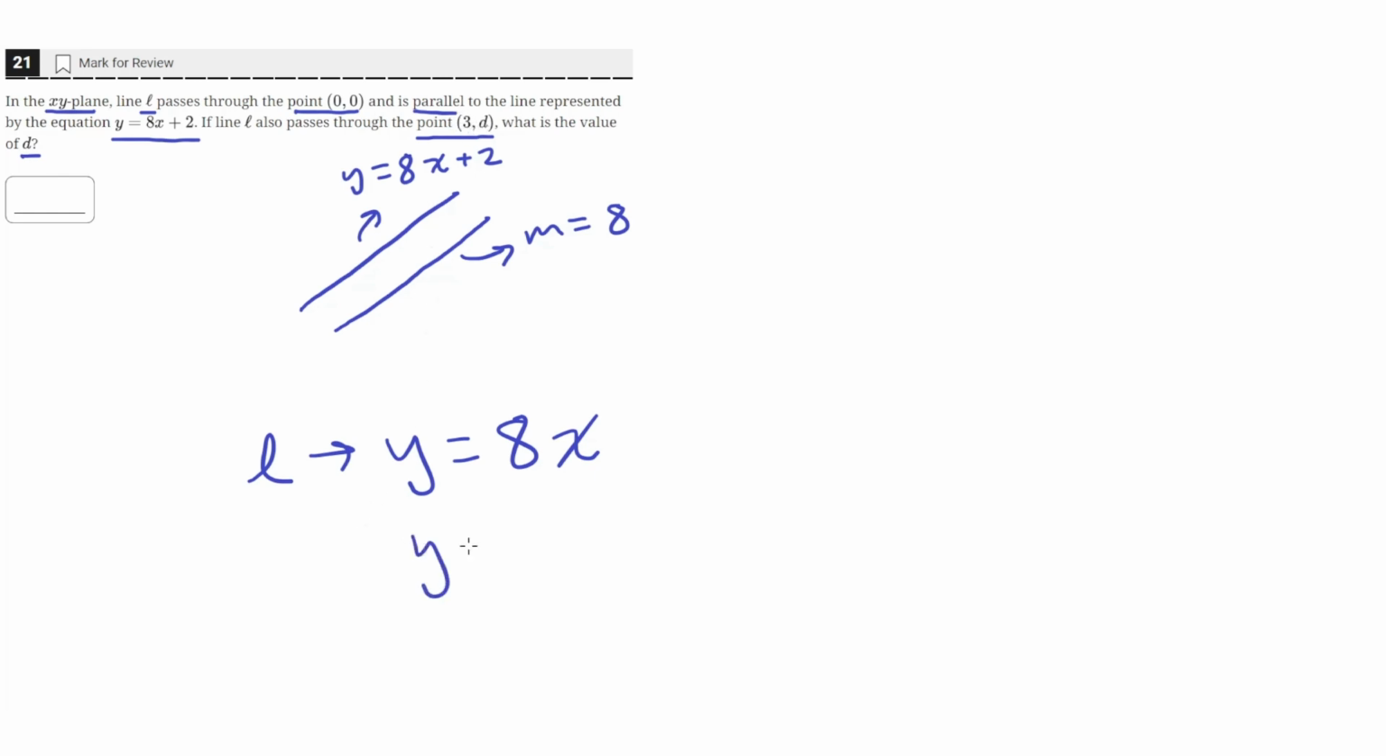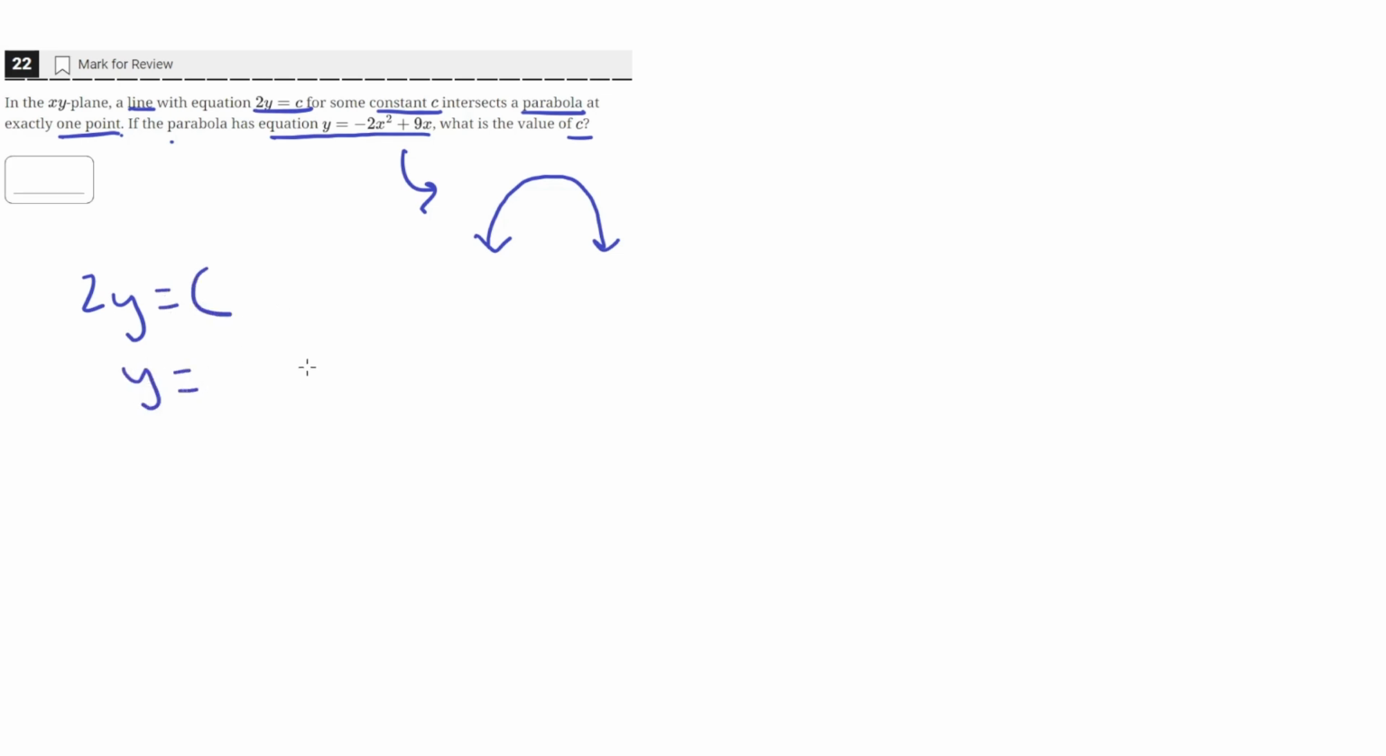When we plug in x equals 3, we get that y equals 24, which means d equals 24, since d is the value of y when x equals 3. So we could just plug that into our equation for L. So the answer is 24.